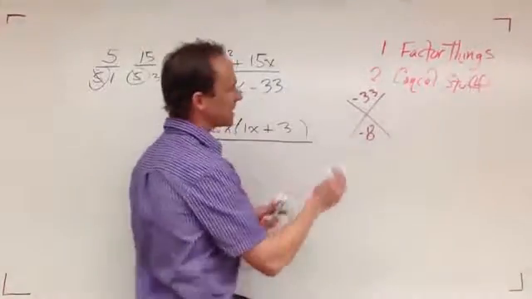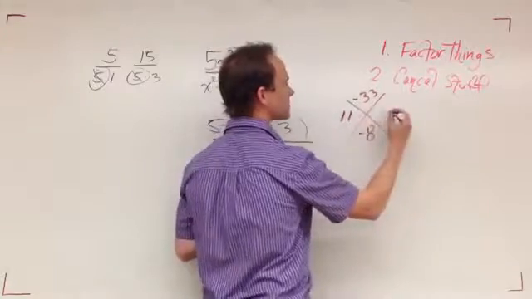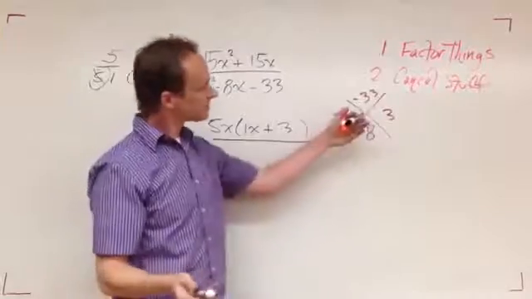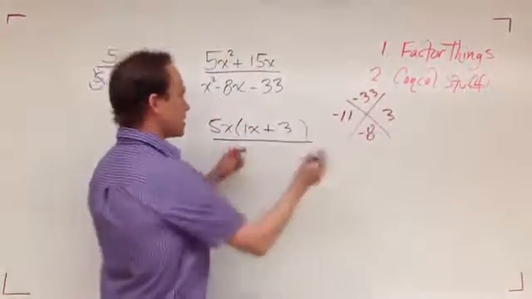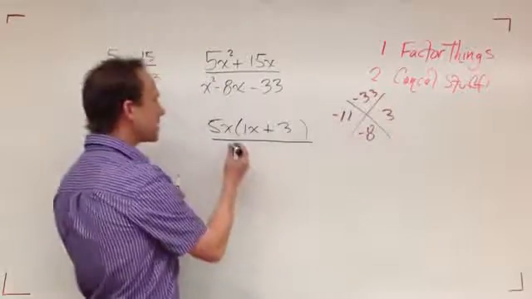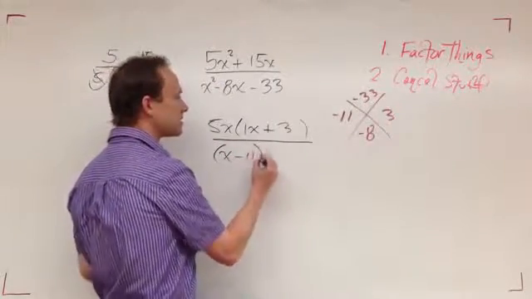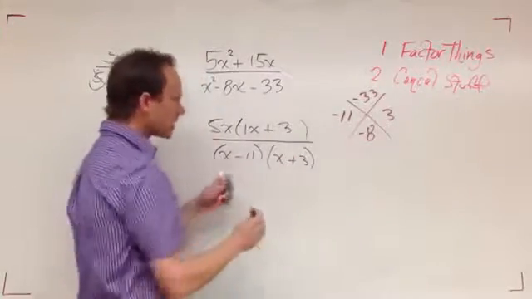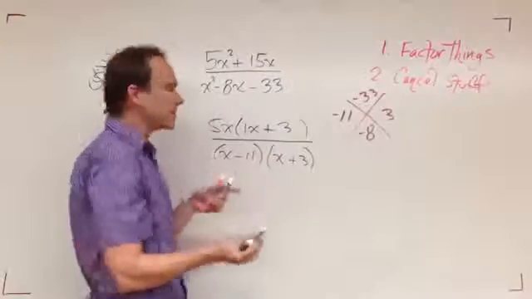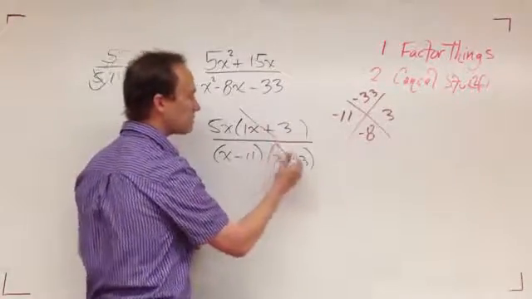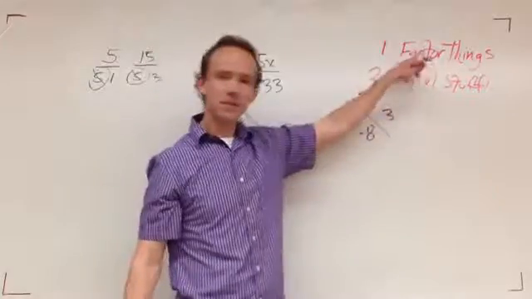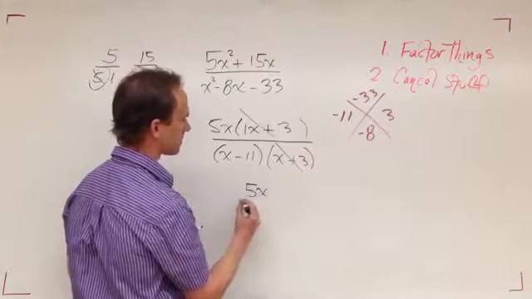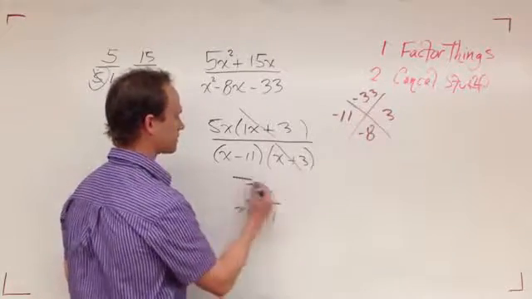Watch this. Look. This is minus 11. So down here we have x minus 11. Right here, that's a positive 3. We have x plus 3. There's a 1 here. I'm not going to write it, but I could. But look. Factor things, cancel stuff, and you end with 5x over x minus 11.